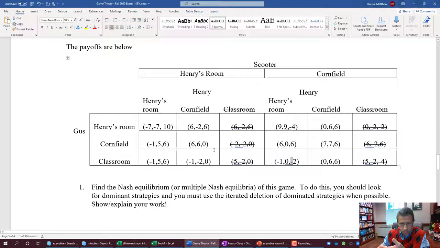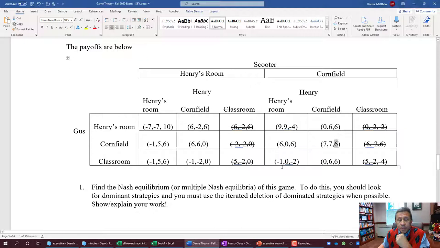0 versus 6. Well, neither of these strategies is dominated by the other, right? There's a couple cases where for Scooter, going to Henry's Room is better. This payoff of 10 is better than a payoff of negative 4. This payout of 6 is better than a payout of negative 2. However, there's a couple cases where it's worse, right? Here, Scooter gets 0. If Gus and Henry are both in the cornfield, Scooter gets a payoff of 0 in Henry's Room, but a payoff of 6 in the cornfield. So neither of these is dominated by the other.